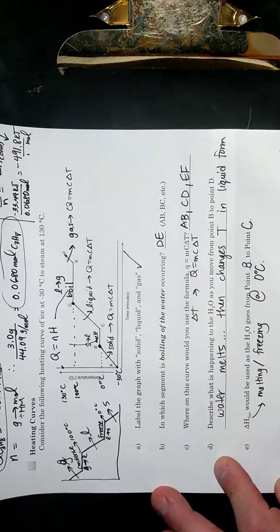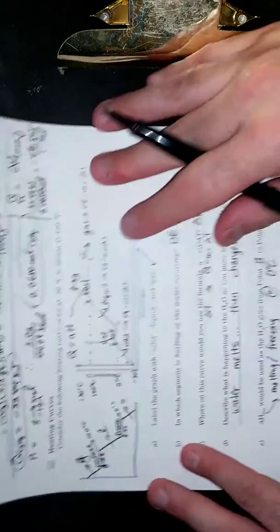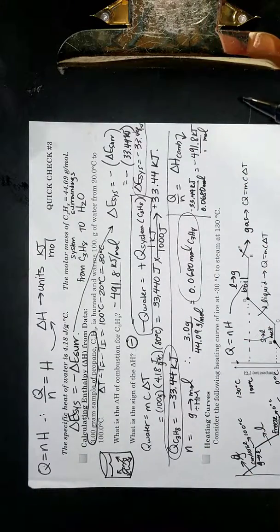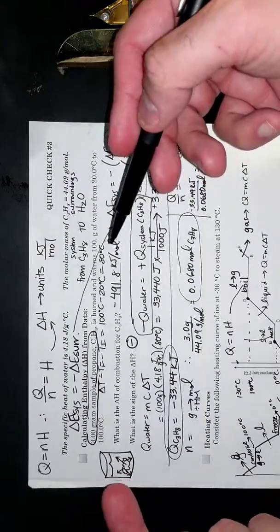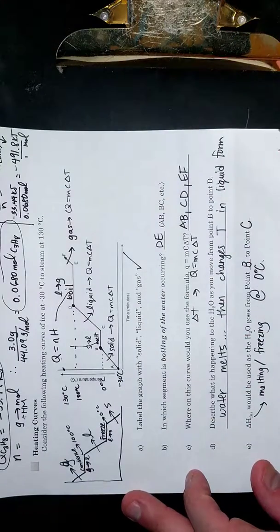The freezing would go from liquid to solid, and the condensing would go from gas to liquid. Okay? So, use this video for two different things. How to calculate the enthalpy from data, given the interaction or exchange of energy with water, and then interpreting and looking at a heating curve and how to calculate and identify what's going on in each segment of the curve.